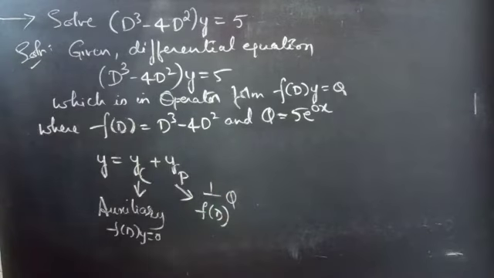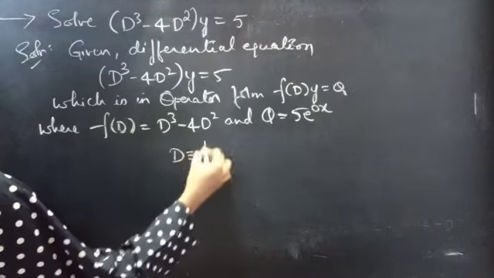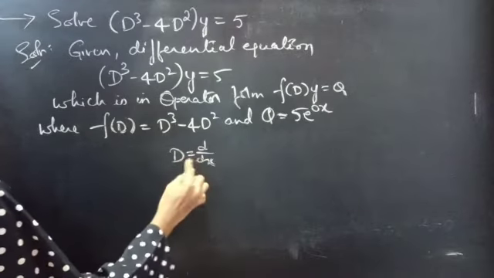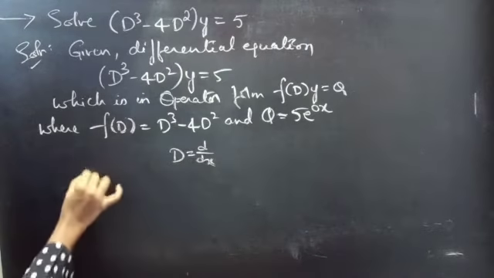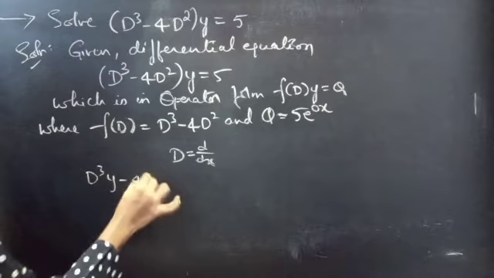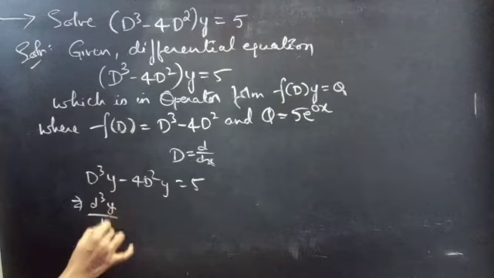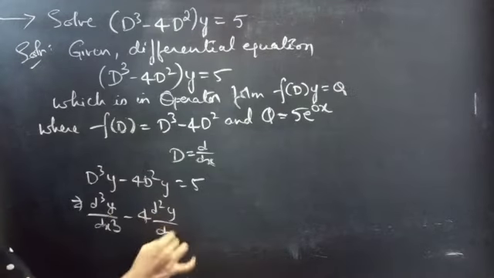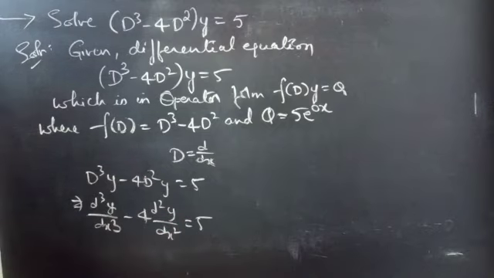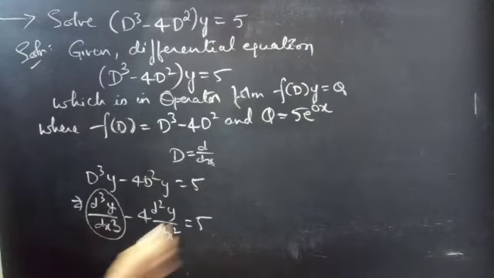Okay, fine. Now let's see what is the order and degree of the given equation. We know that the differential operator is D equals d/dx. Then you can write the above equation as D cube y minus 4D square y equals 5, that is d cube y by dx cube minus 4 d square y by dx square equals 5. So here the highest derivative is d cube y by dx cube. So our order will be 3.